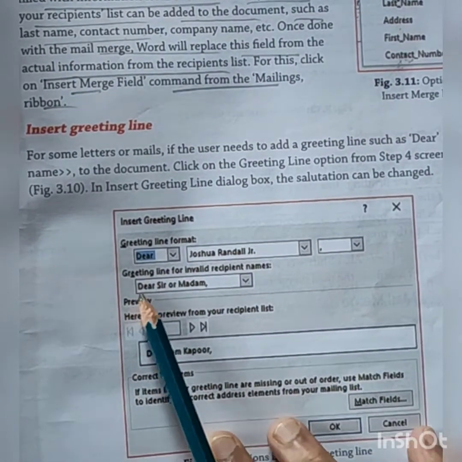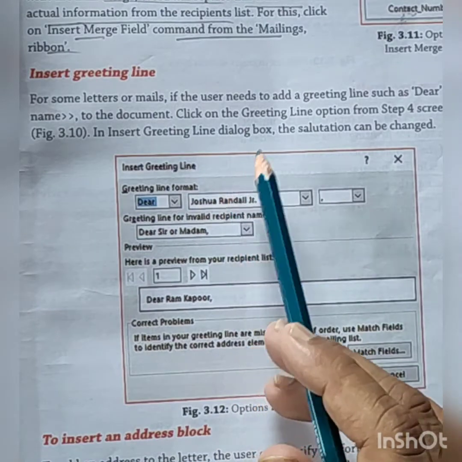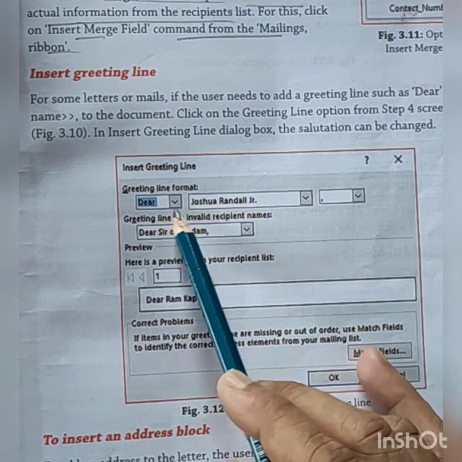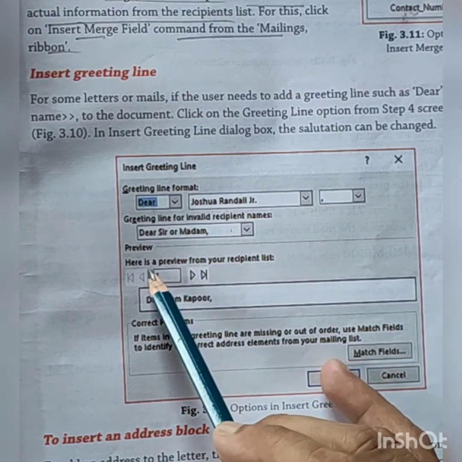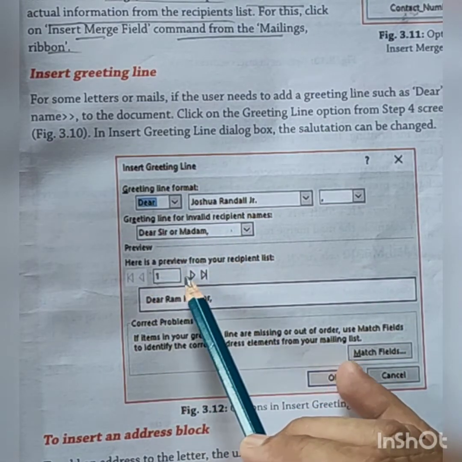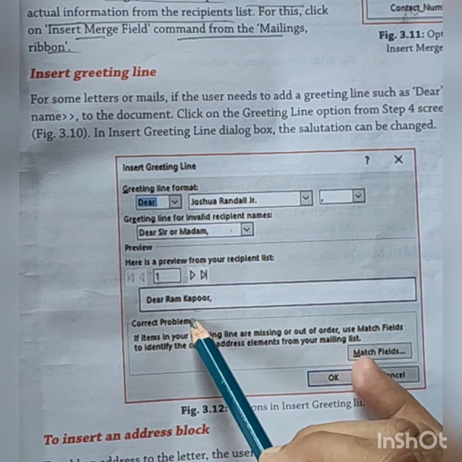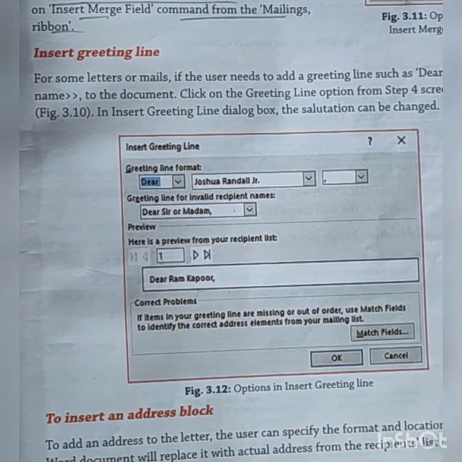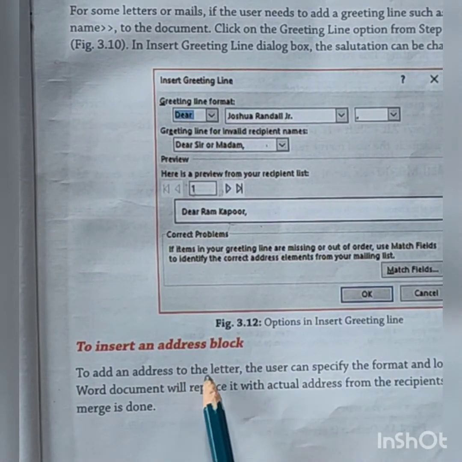Now also we can do this by insert greeting line, by writing the greeting line, dear, then name, then dear sir or madam. Then we can preview the options like forward and backward options. So this way you can put the greeting option also. Now next we have to add an address to the letter.